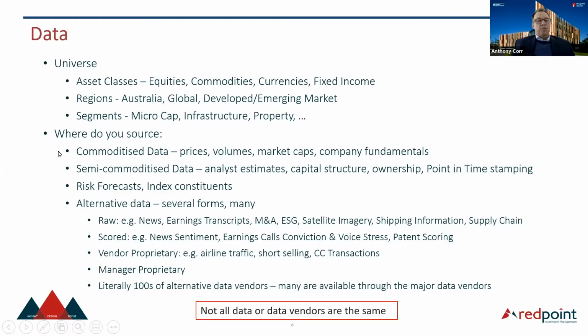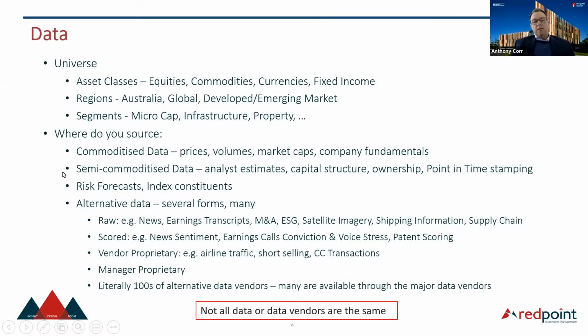Now, the other question, aside from universe, is obviously where do you source data? The first type of data I've listed here is what I've called commoditized data, and this is fairly public information that's available in lots and lots of places. So commoditized data is really going to be the cheapest data that you can source, and there are lots and lots of data vendors that can provide that to you.